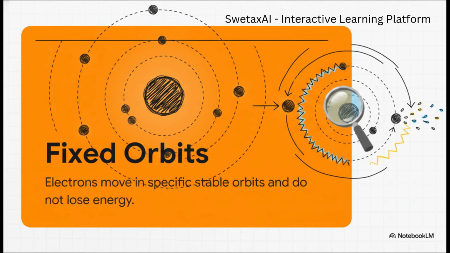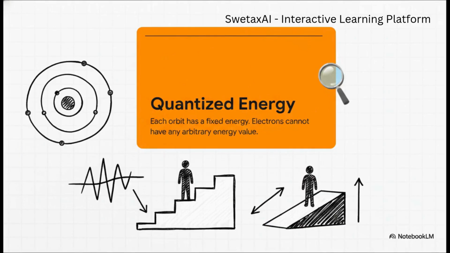Bohr bravely proposed a radical workaround. He said that these specific orbits are essentially magic safe zones. As long as an electron stays in its specific lane, it is perfectly stable. It loses absolutely zero energy. So what actually dictates these safe zones?